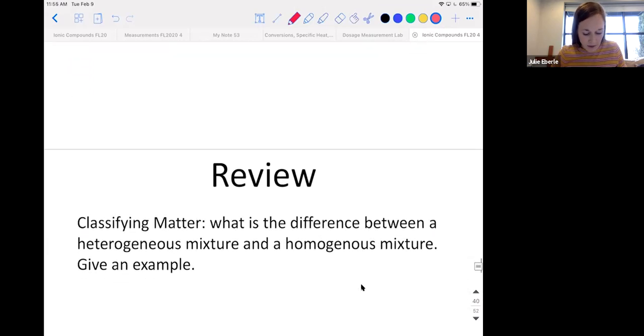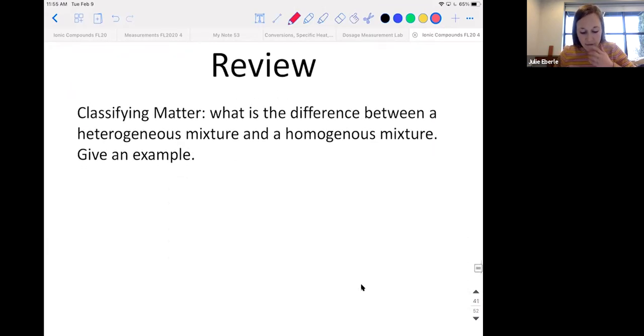Let's move on. Next, we're going to classify matter. What is the difference between a heterogeneous mixture and a homogeneous mixture? Be concise, be short, but be specific. Give me an example. In simplest words, what's the difference between a heterogeneous and a homogeneous mixture?